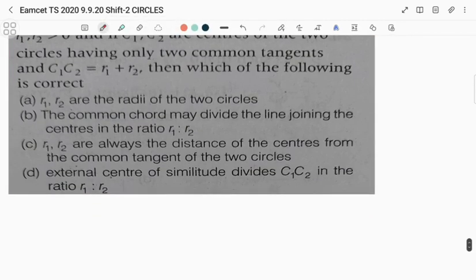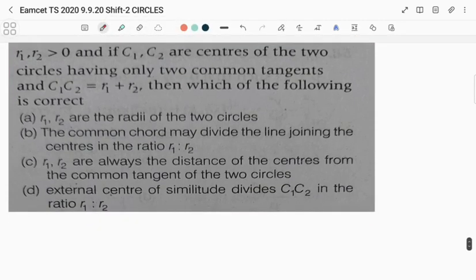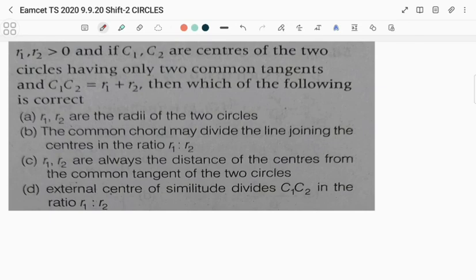Here the question is, R1 comma R2 greater than 0, the next question, dear students. C1, C2 are the centers of circles having only two common tangents, and C1C2 is equal to R1 plus R2. Then, which of the following is correct? Having two common tangents, so relative position is important.